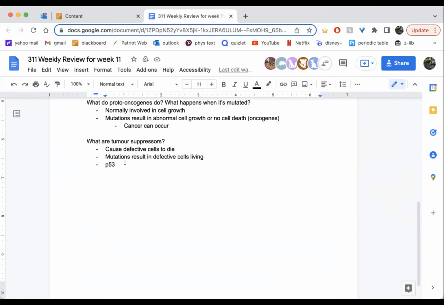Oh yeah, so Joseph, there are more than just P53. I just added P53 in there because it's the one that was pointed out today, like specifically. And so I just thought that you guys should be aware of it. But there are like many, many more tumor suppressor genes, P53 being an example.